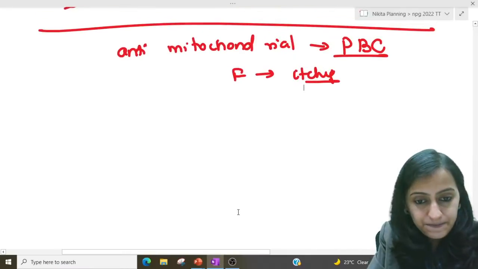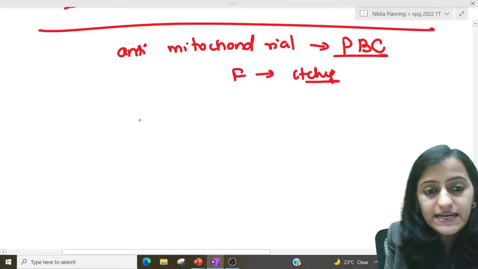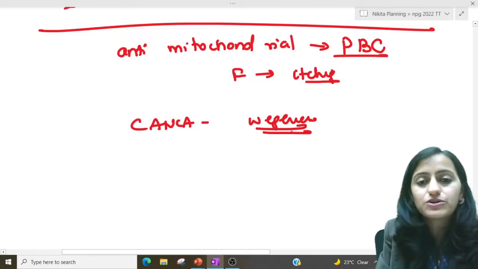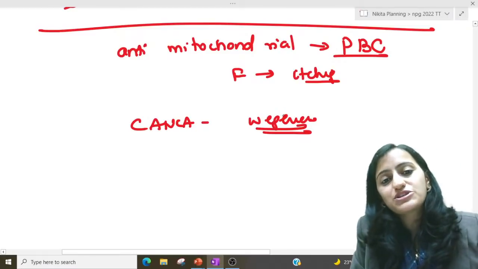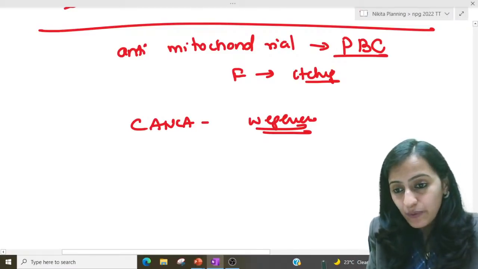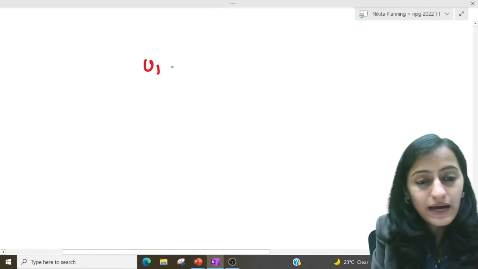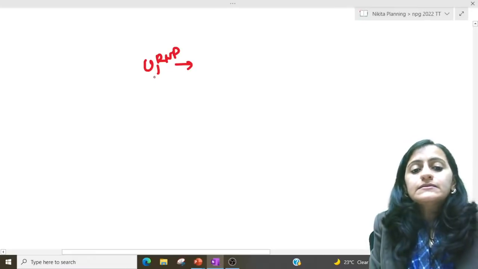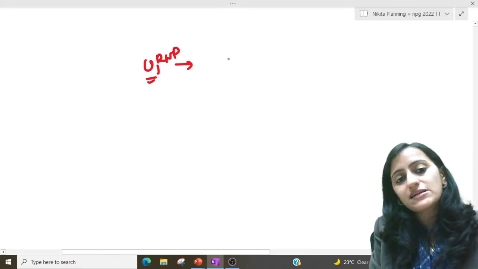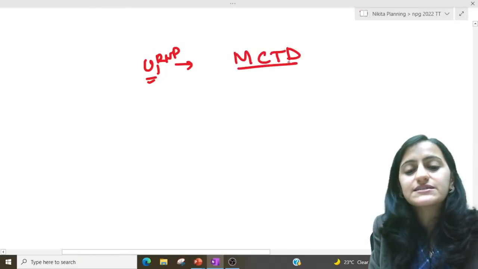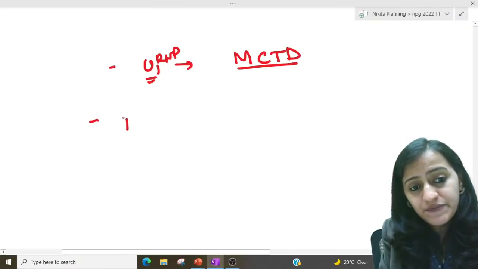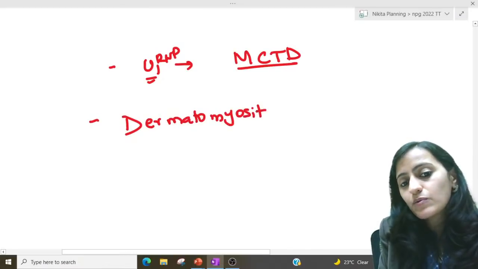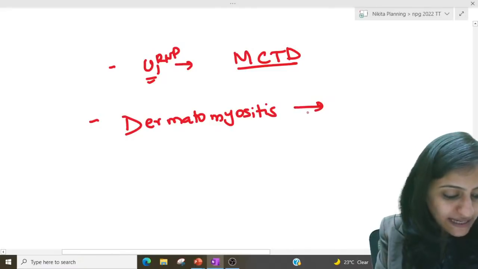After that, yes, we have already given C-ANCA. Remember, it is Wegener's granulomatosis. Where do we have anti-U1 antibodies? U1 RNP antibodies. Remember, U means universal, that is mixed connective tissue disease. What is the antibody in dermatomyositis?